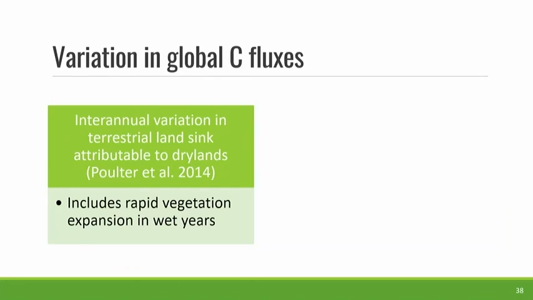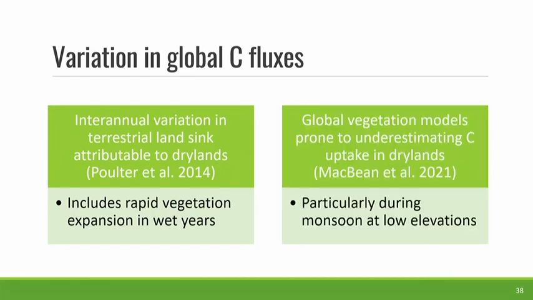And I was also thinking about how this connected to global carbon fluxes, because in these drylands, it is known that the interannual variation of the terrestrial land sink is actually largely attributable to drylands. And that's not just because drylands are very unproductive when it's dry, but also includes rapid vegetation expansion and productivity in unusually wet years. And when people such as Natasha McBean have taken these vegetation models and matched them to data from dryland tower sites, they found that the models are prone to underestimating, not overestimating, carbon uptake in drylands, particularly during the monsoon at low elevation. So this time component comes into play again.